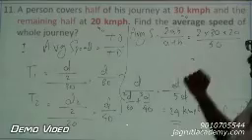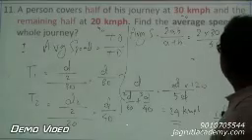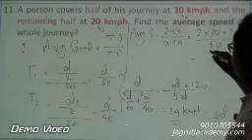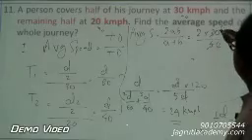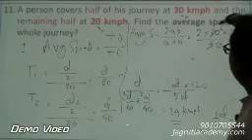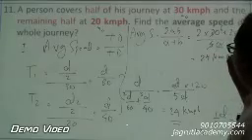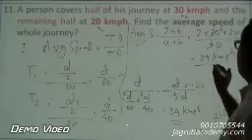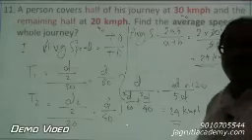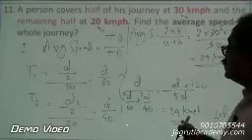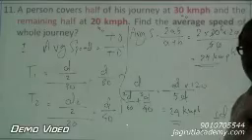So by using this formula, let's see what comes. 0 gets cancelled, and with this 6 times, 6 into 2 is 12, into 2 is 24. So 24 km per hour. This is your average speed. So in the previous case also we got the average speed as 24 km per hour.